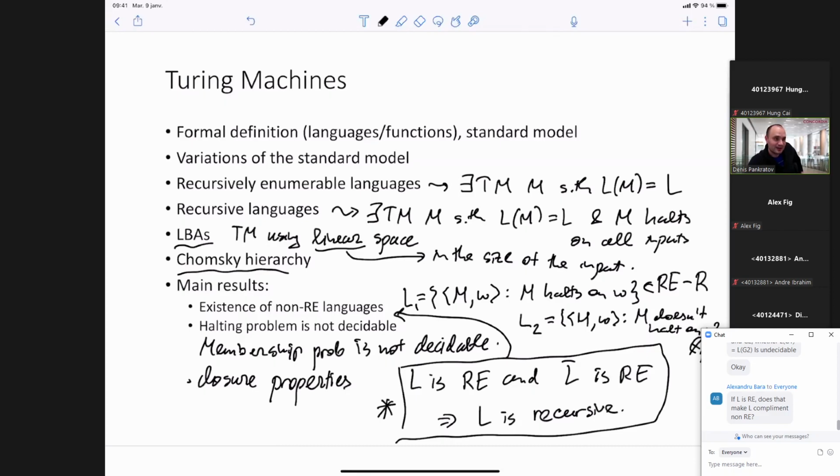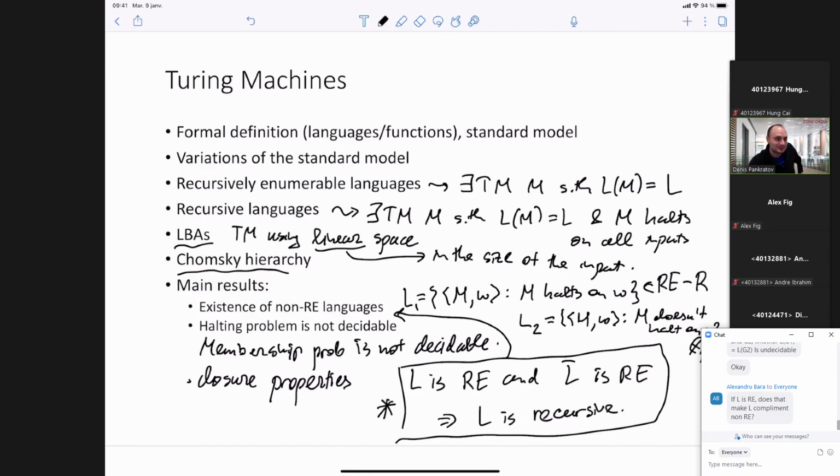If L is RE, does that make L complement non-RE? No, not necessarily. But if L is RE and its complement is RE, then the language is in fact R. And every recursive language is also recursively enumerable.